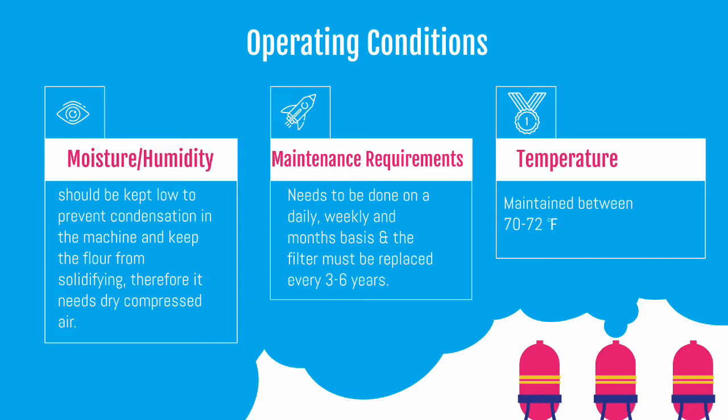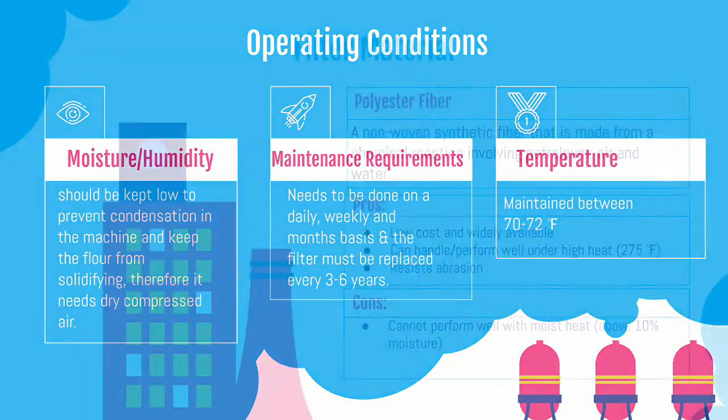Some important operating conditions for this project were the moisture/humidity, our maintenance requirements, and temperature. For moisture and humidity, it should be kept low to prevent condensation in the machine and keep the flour from solidifying, and therefore it needs to be dry compressed air. Some maintenance requirements need to be done on a daily, weekly, and monthly basis, and the filter must be replaced every 3 to 6 years. For temperature, it needs to be maintained between about 70 to 72 degrees Fahrenheit.